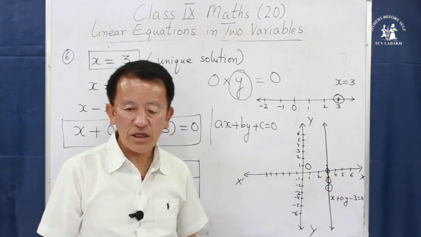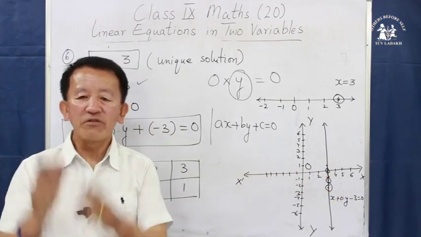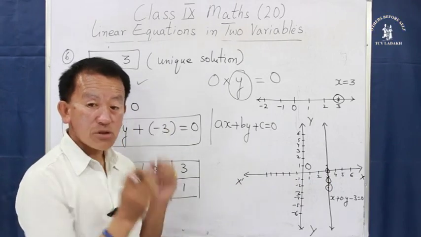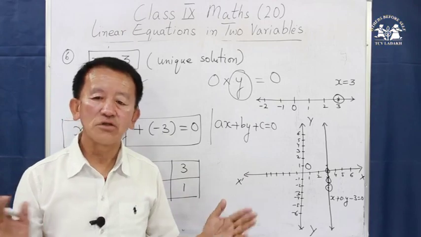So this concludes that in a linear equation in one variable, we have a unique solution, and in a linear equation in two variables, we have countless number of solutions.